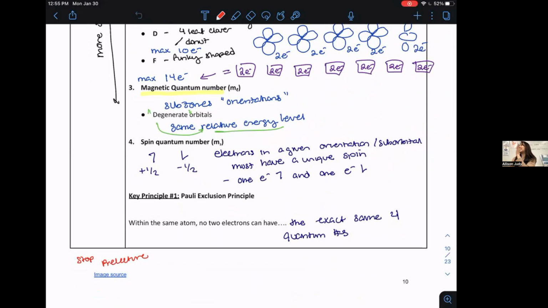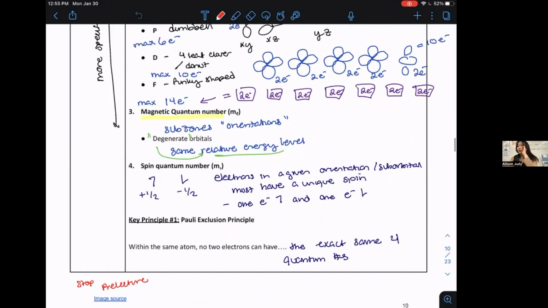Spin is the final part of your address, kind of like a house number in a neighborhood, that makes your electron the only electron in that atom at that location. And the spin is all about its magnetic pole, north or south. Okay.